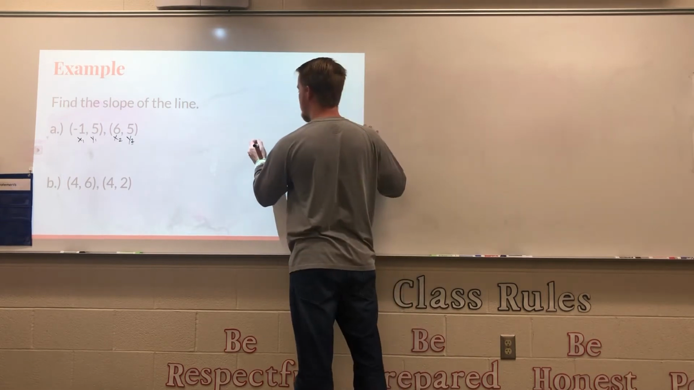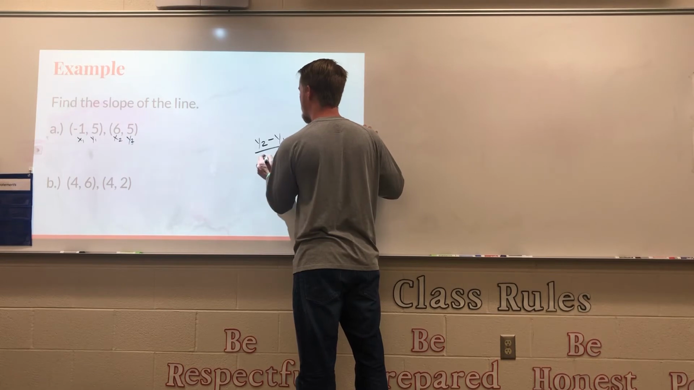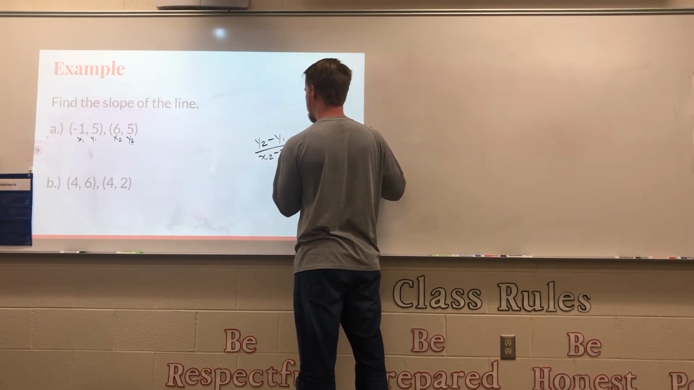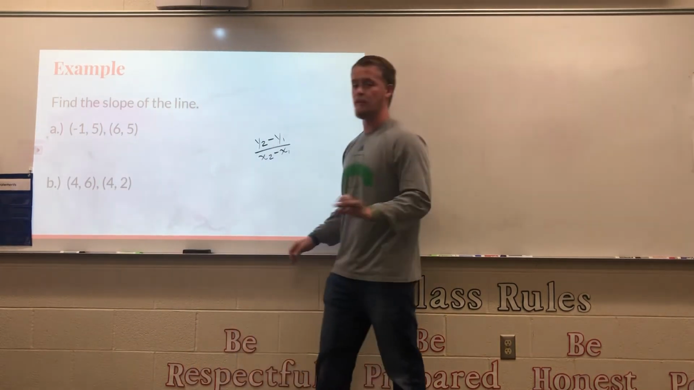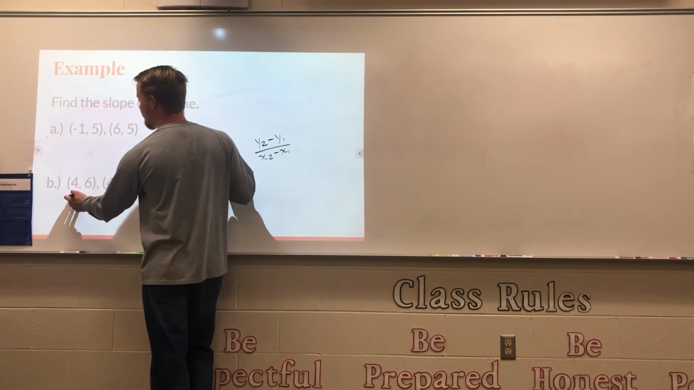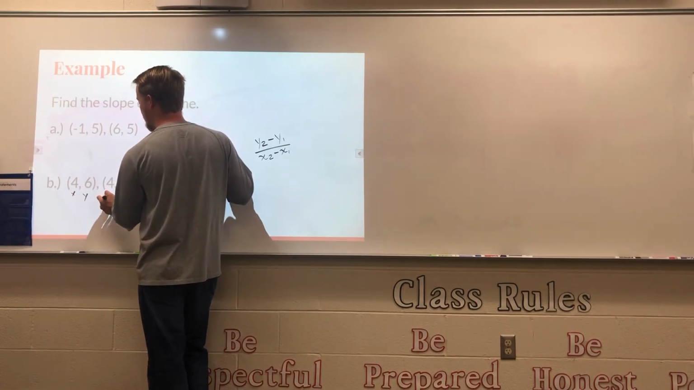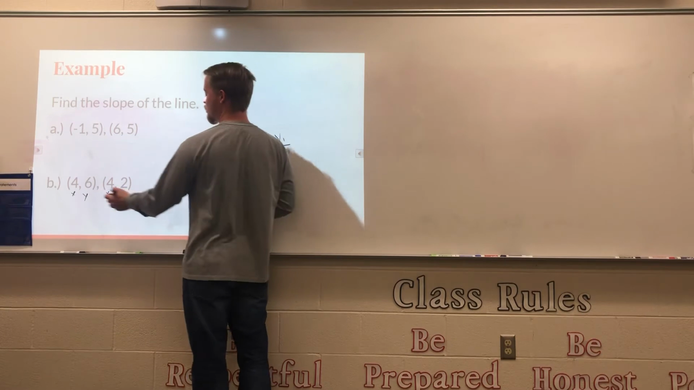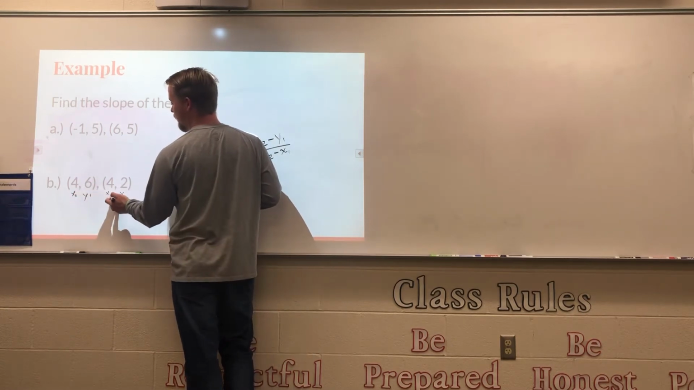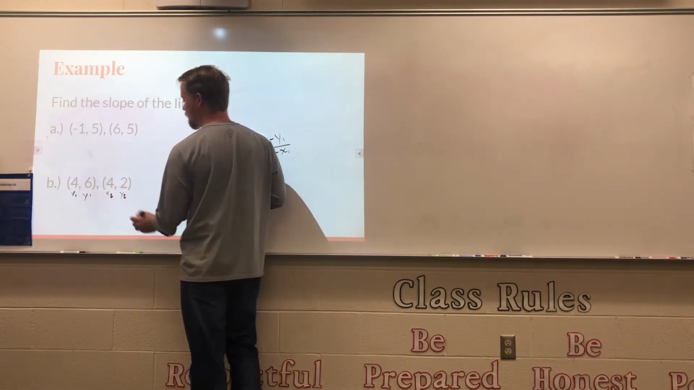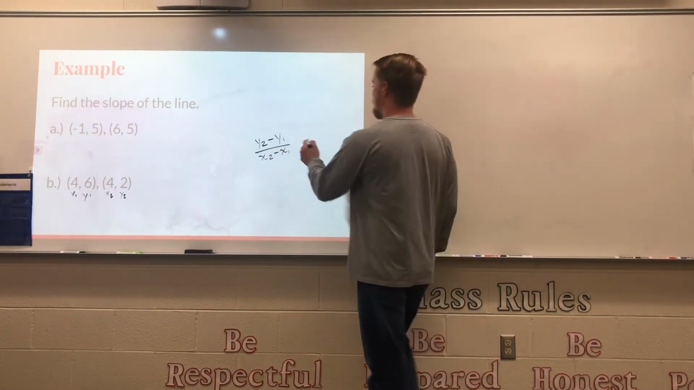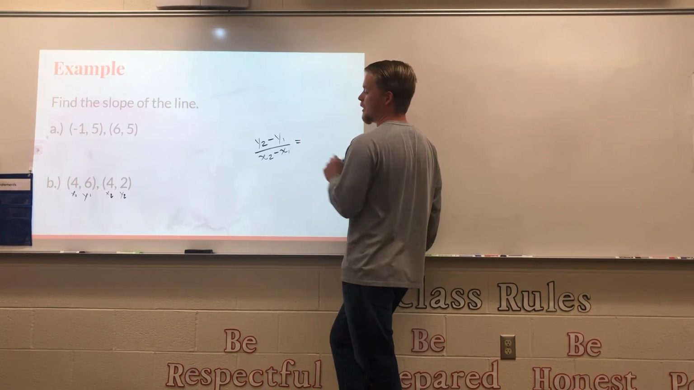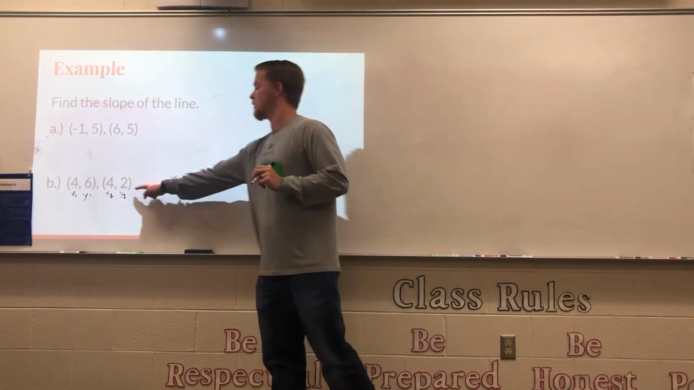Again, we're using that same equation, y2 minus y1 over x2 minus x1. And again, you label those the same way. We have our first number in each ordered pair is my x, and my y is my second. And again, you can just do x1, y1, x2, y2. So then we just start plugging them in. My y2, if I look over here, is 2.